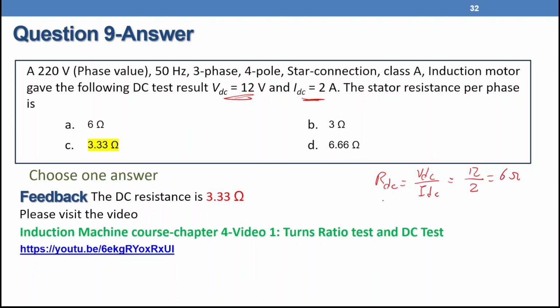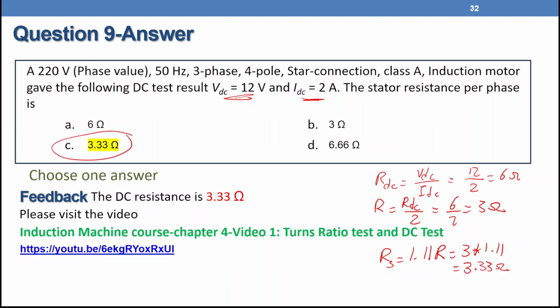But because we have star connection, R equals RDC over 2, so that one will be 6 over 2 equals 3 ohm. But because of the skin effect, R stator should equal 1.11 R, so 3 multiplied by 1.11 equals 3.33 ohm. So the answer is C. If you would like to know more about Turner's ratio and how to calculate the DC test, please visit the Induction Machine Course, chapter 4, video number 1, Turner's ratio test and DC test.